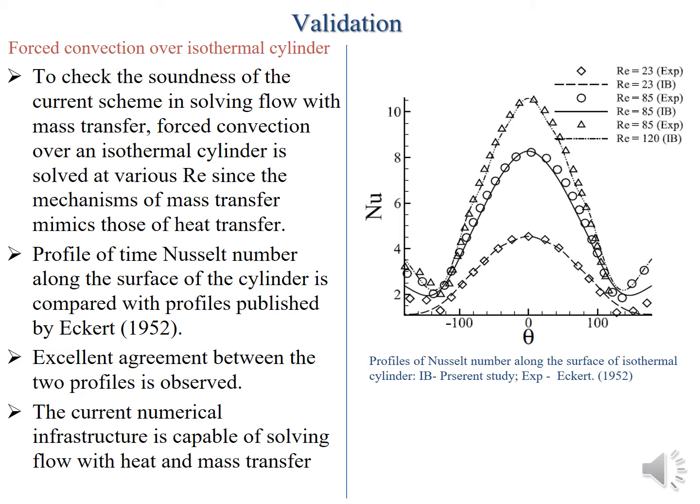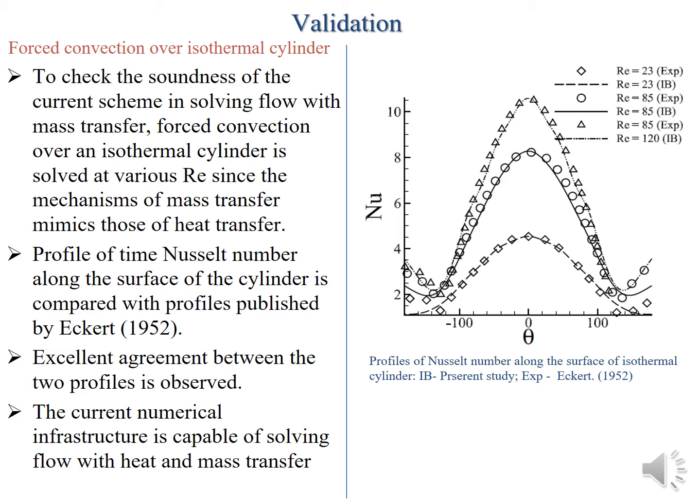The second validation case, we are going to be doing forced convection of an isothermal cylinder, and this is because we want to make sure that our numerical method is capable of simulating flow with heat and mass transfer. And since we don't have any study in literature that actually focuses on mass transfer, we simulate forced convection over an isothermal cylinder, and this is because the mechanism of heat transfer for a passive scalar is the same as the mechanism of mass transfer. So if it is good for forced convection, it's definitely good for mass transfer.